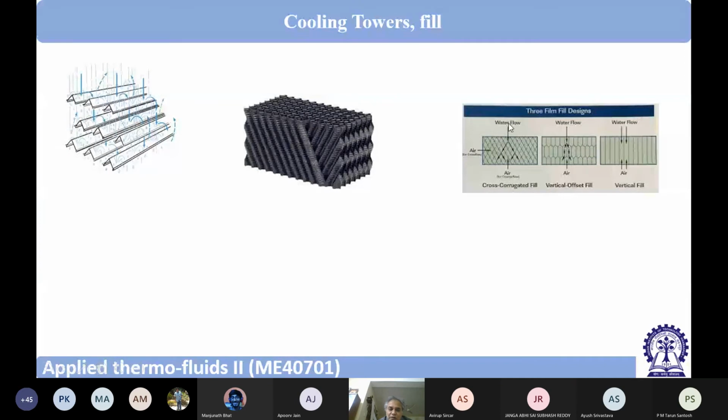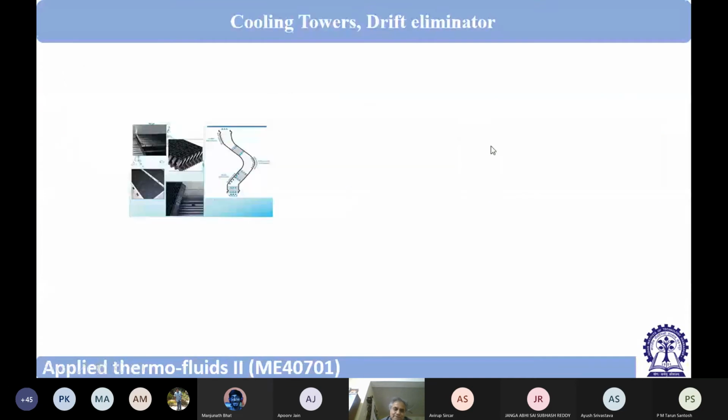So water, when coming from the top, will get divided like this, again combined, divided like this, and air will flow through this. So a thin film of water, over which air will flow. And again, water will combine and divide. So we will get a very good amount of heat transfer. This is called film fill. And this is a drift eliminator. I will give some small description when I send it to you.